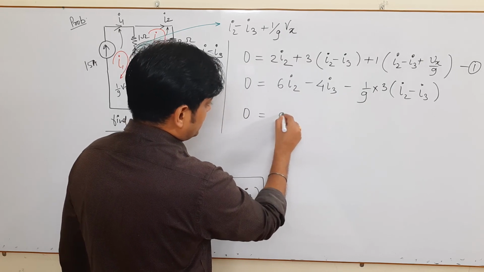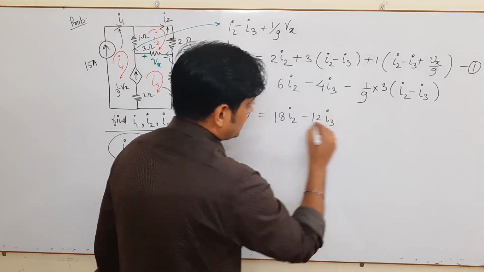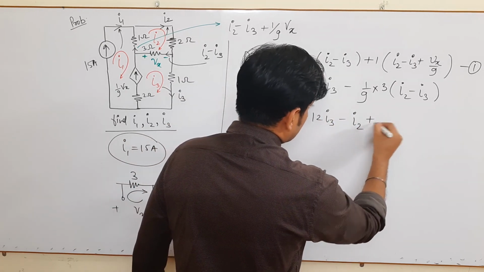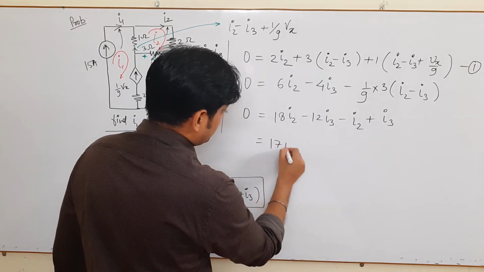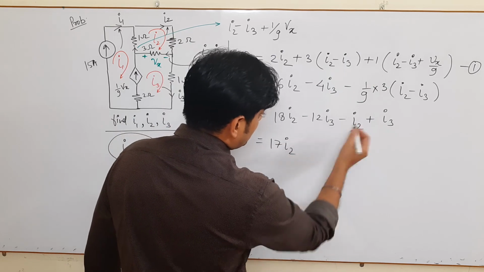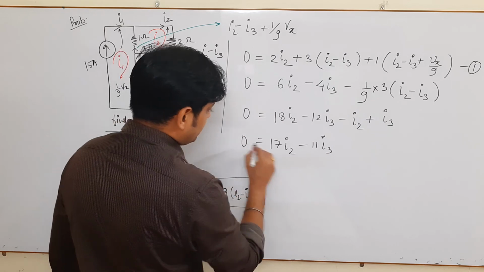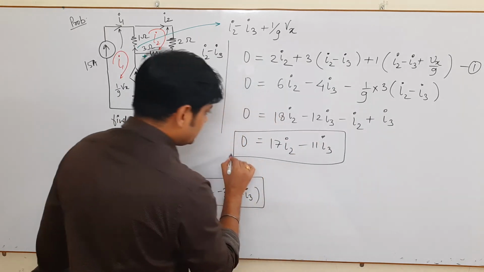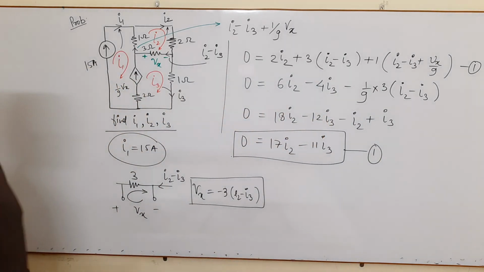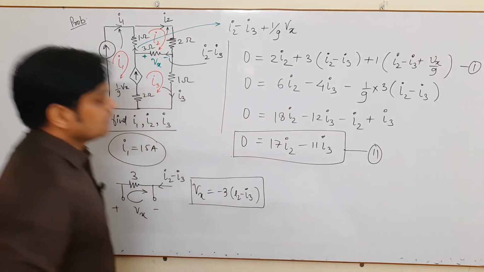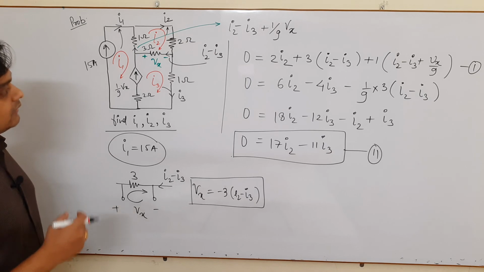We'll solve it. So 0 is equal to 18 I2 minus 12 I3, minus I2 plus I3, so that comes to be 17 I2 minus 11 I3 is equal to 0. So you have found an equation, the relation between I2 and I3. Say this is your equation second. Finally you have the value of I2 and I3 in terms of each other.